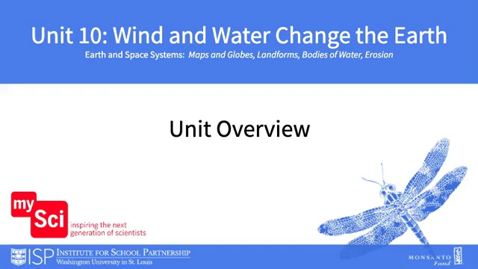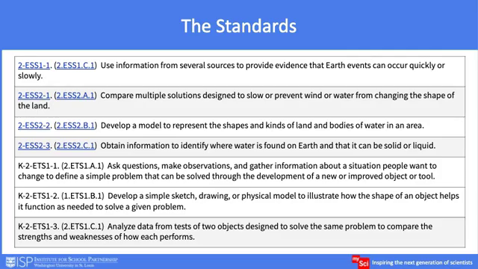Wind and Water Change the Earth is an earth science unit incorporating ideas about maps and globes, landforms, bodies of water, and erosion. Let's look into the unit at a glance. This unit covers several second-grade earth and space science standards about Earth's landforms, erosion, and bodies of water. Each of the next-generation science standards correspond to a Missouri Learning Standard listed in parentheses on this chart. Take a moment to pause the video and review them.